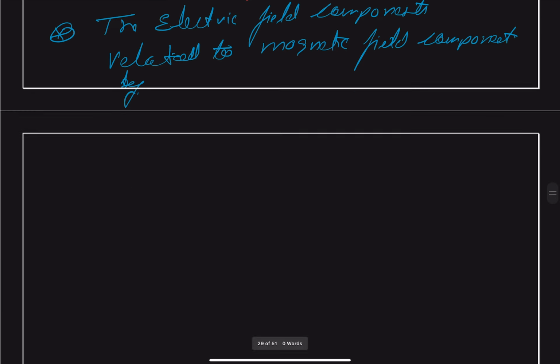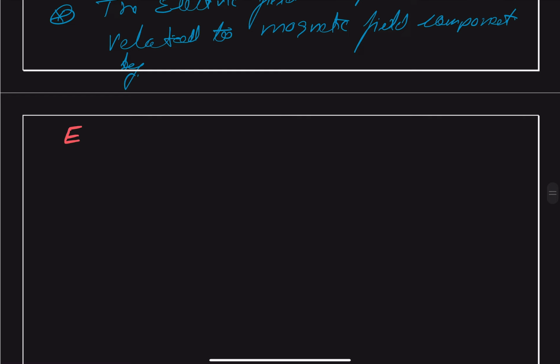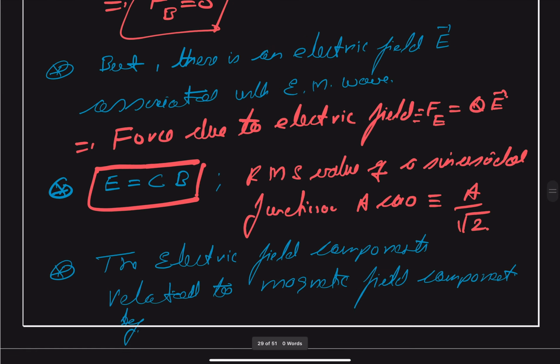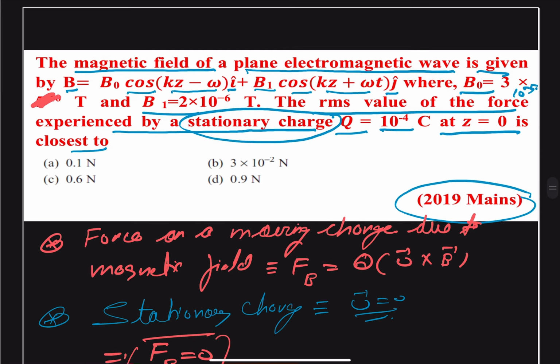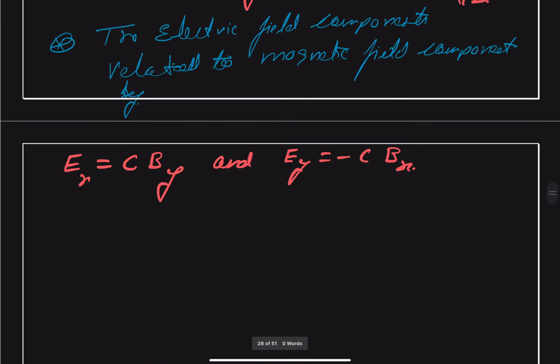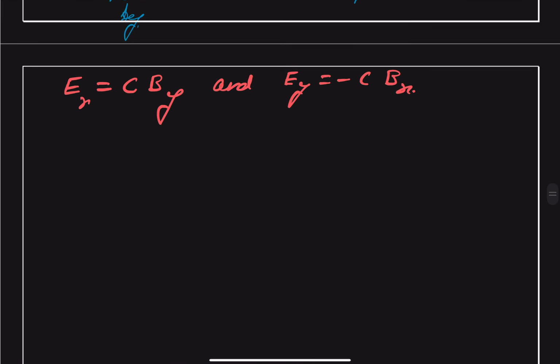So we can say that our x component will be speed of light multiplied by B of y, and our E of y will be equal to minus c B of x, because in the equation we are given the components along i as well as j, and we have to find out at z is equal to 0.